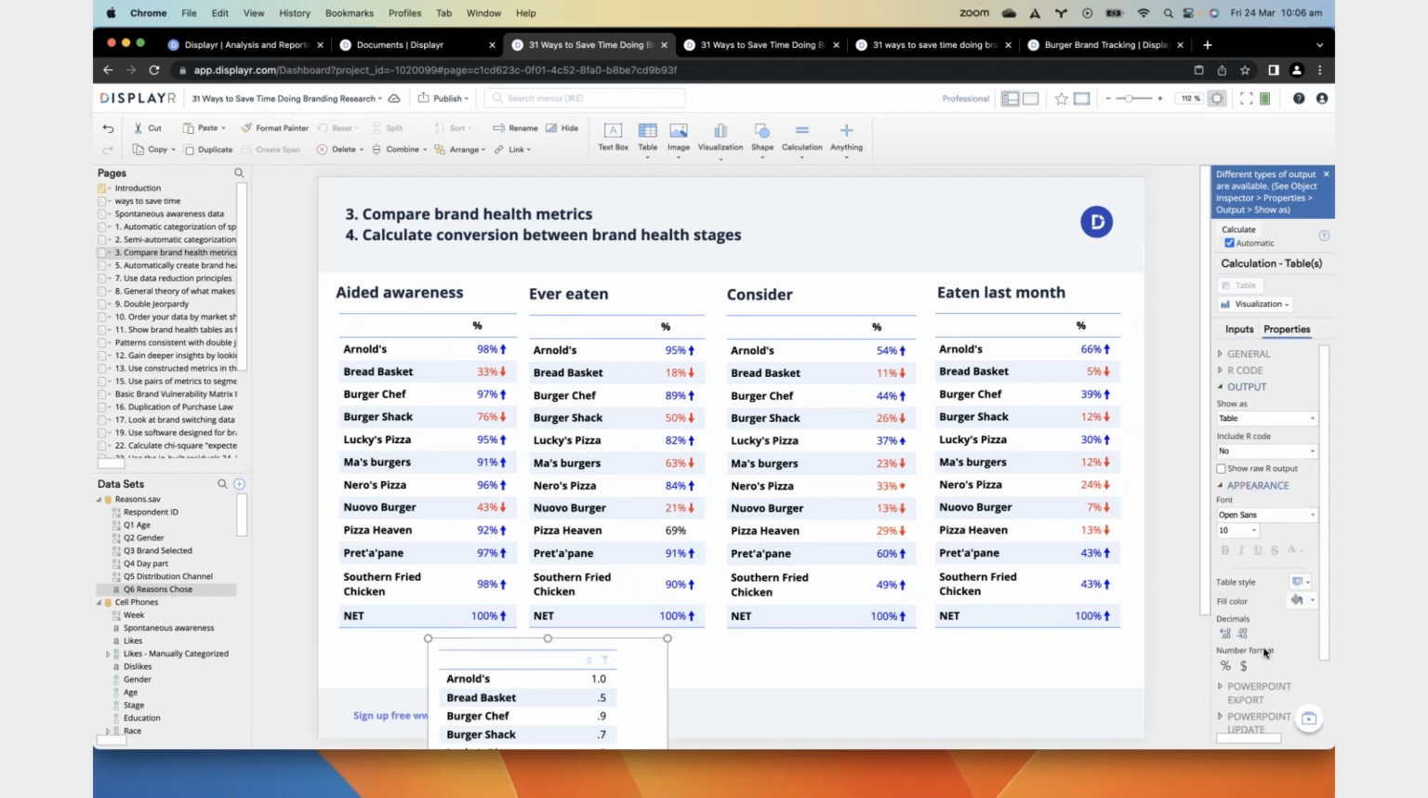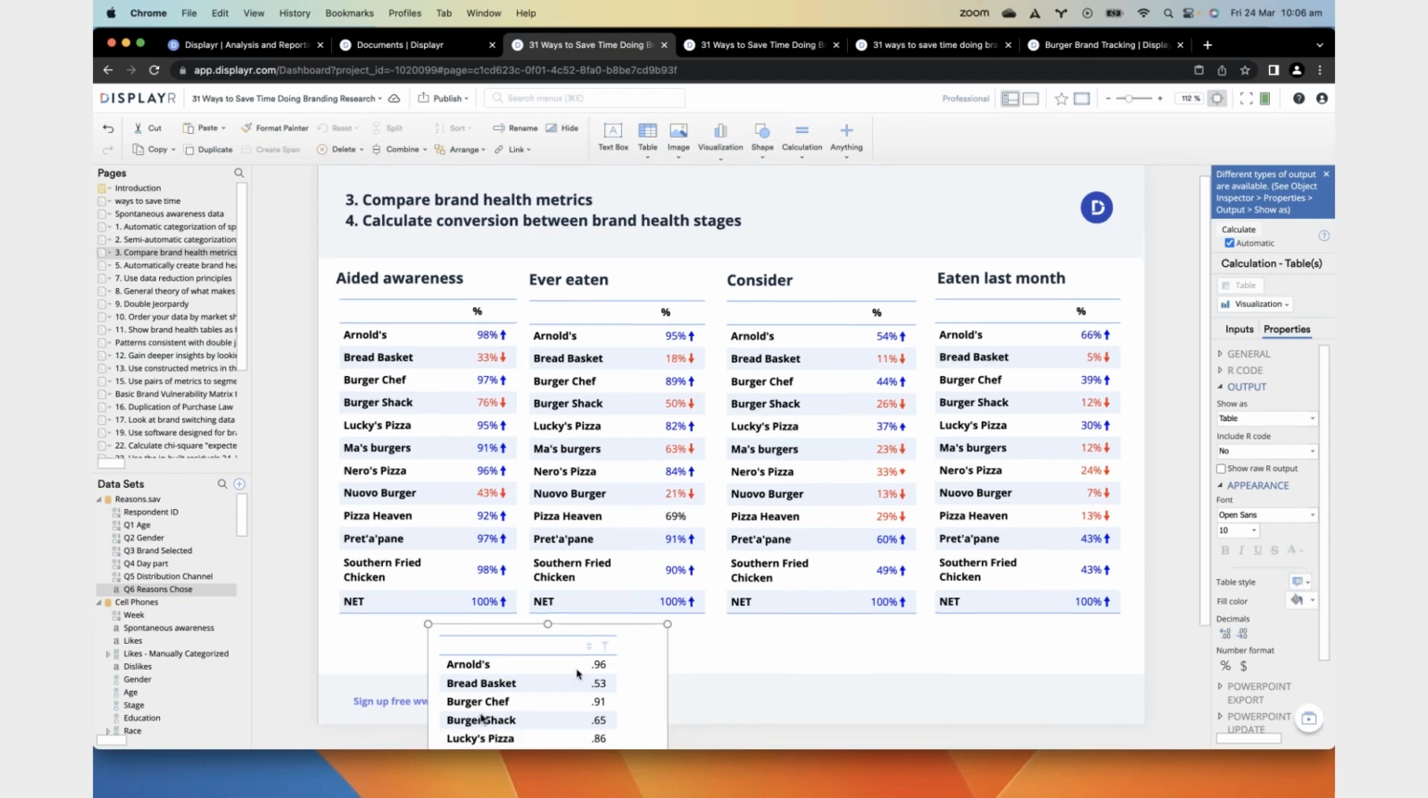Put some decimal points on it. So we can see that 95 divided by 98 is 96, or 96% of people that are aware of Arnold's went on to eat it. And the reason we look at these conversion numbers is it makes it easier to compare. So we can see, for example, that Arnold's conversion is much, much higher than Breadbasket.